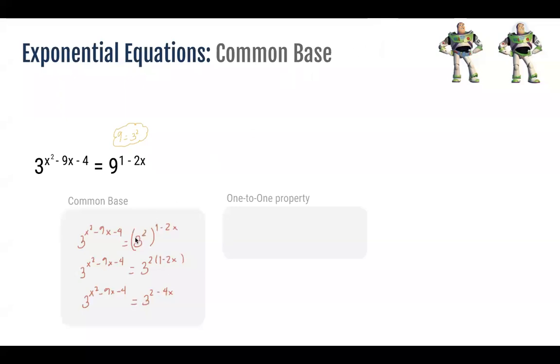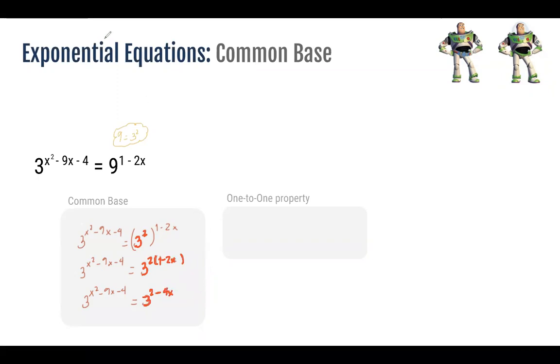So that's what's happening here: 3 squared raised to the power of 1 minus 2x. And then we just have to multiply the 2 by the 1 minus 2x, and we end up with 3 raised to the power of 2 minus 4x.